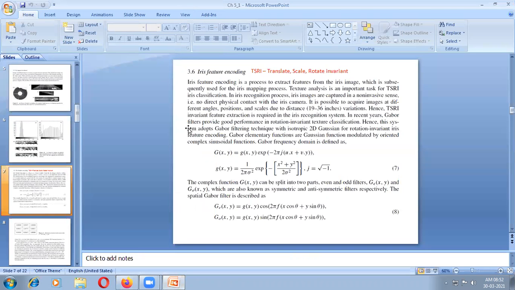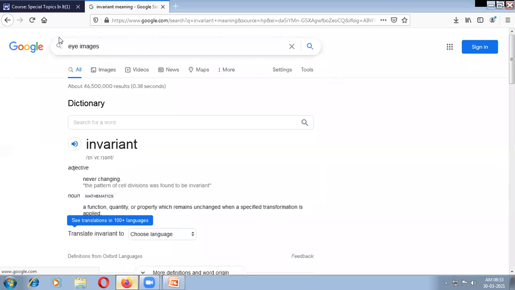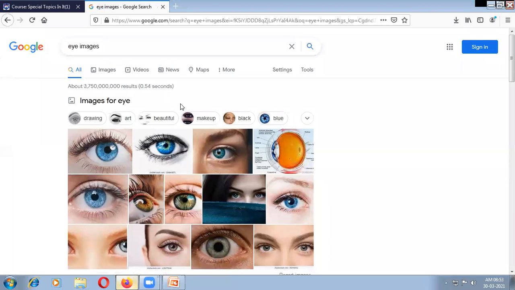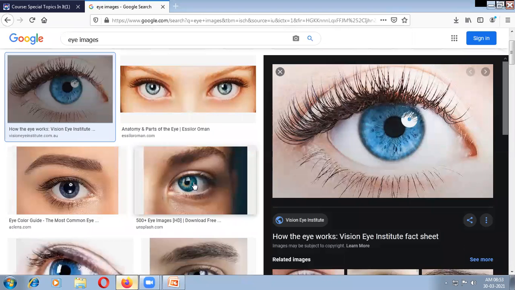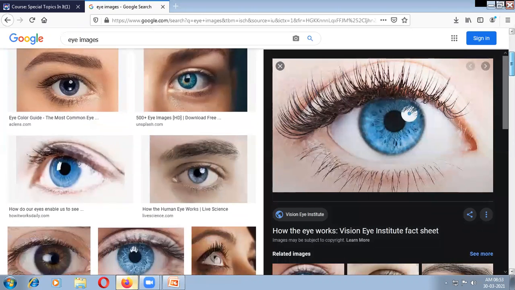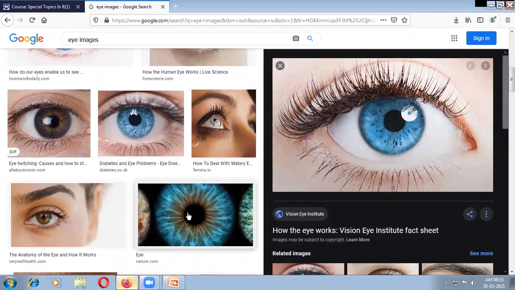For example, I will explain from the image. If you take eye images from the internet, I take from the internet. Okay. So the eye image, one time appearing here, another time appearing here, another time here. Most probably it is not in the same place. One time appearing here, another time in another location, not the exact location, maybe small, maybe big.